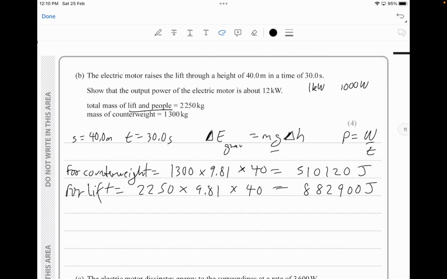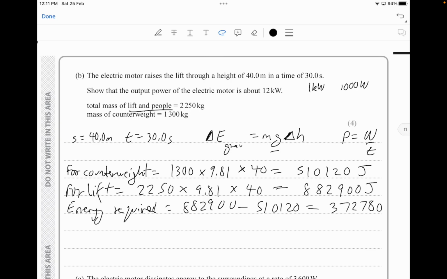Now this is going to give you an answer of about 882,900 joules. Now what you're going to do is subtract these two values, because we have to find out the energy required in this case. So it's going to become 882,900 minus 510,120, which is going to give us a value of about 372,780 joules.